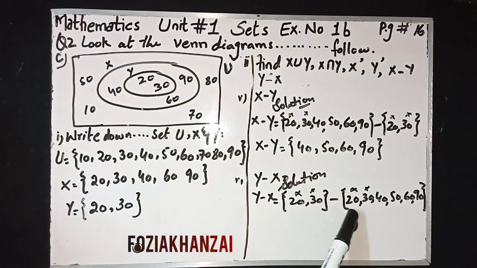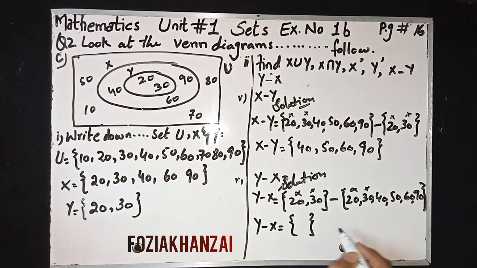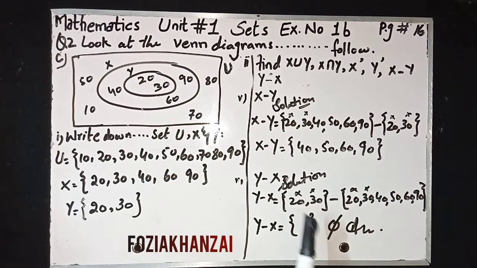But after cutting the same elements, there is no common element left, no remaining elements. So the answer is the null set. Okay, this is the symbol of the null set. The null set would be the answer of Y difference X. Clear the method of difference? We cut the same elements, 20, 30 common elements. Now remaining elements of set Y: there are no remaining elements, that's why the null set would be the answer of the last part 6.